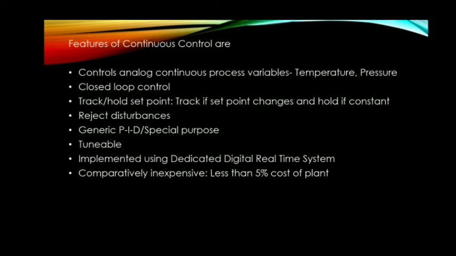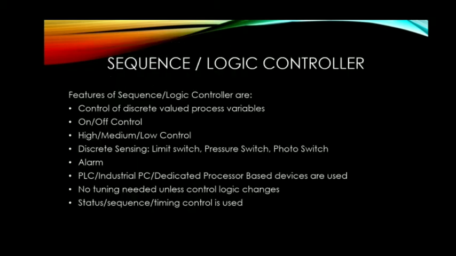Features of continuous control are: controls analog continuous process variables, temperature, pressure, closed loop control, track, hold, set point, track if set point changes and hold if constant, reject disturbances, generic PID/special purpose tunable, implemented using dedicated digital real-time system, comparatively inexpensive, less than 5% cost of plant, sequence or logic controller.